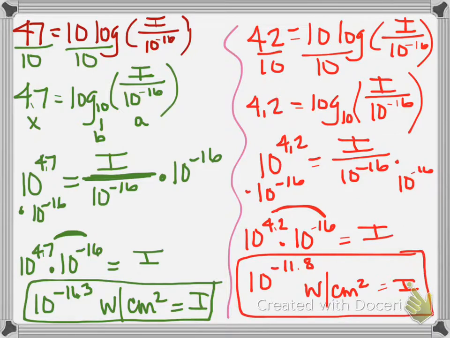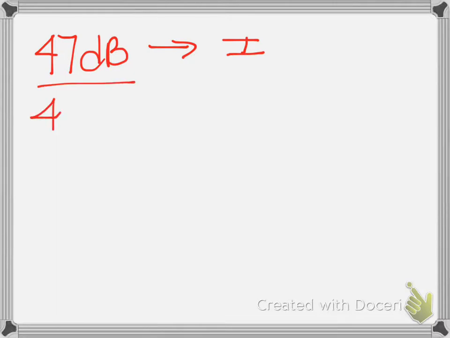So all that work, and I still have one last thing to do, because the question was how many more times intensity is the 47, so how much bigger is this one as compared to the 42. So to compare those two, all I have to do is divide. So for the last one, you take your 47 decibels, whatever your intensity was for that, and divide it by your intensity for your 42 decibels to find out how much bigger or how much more intense that one is.